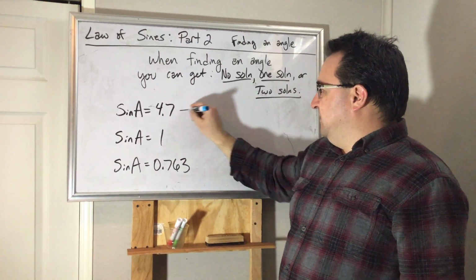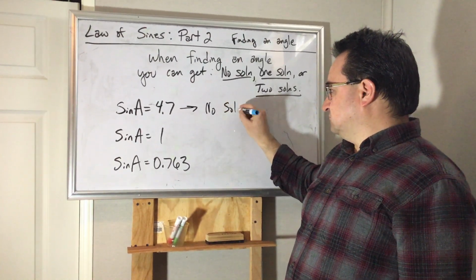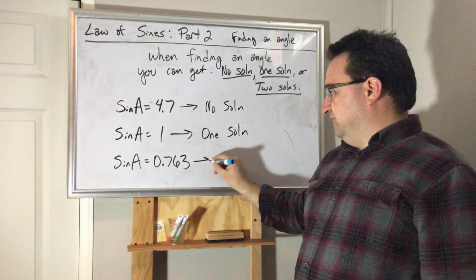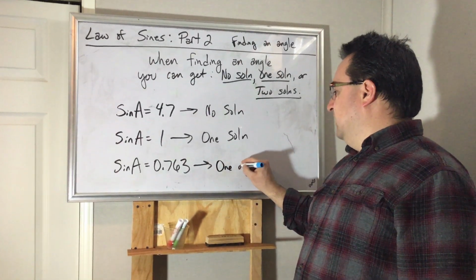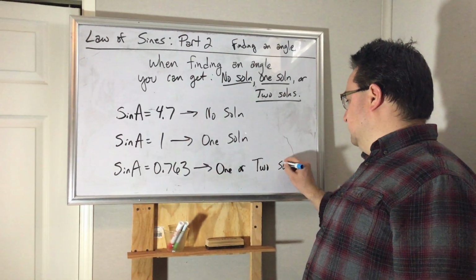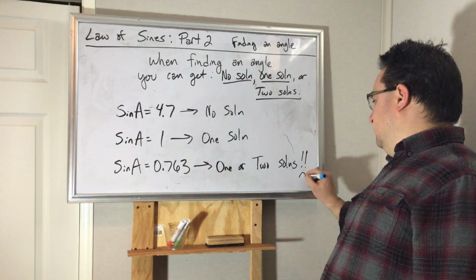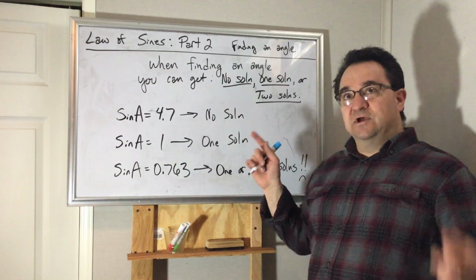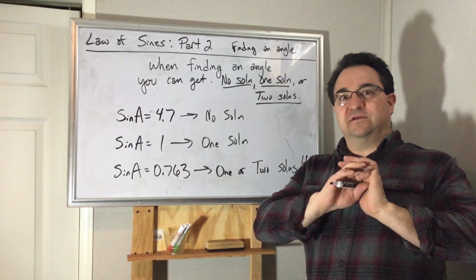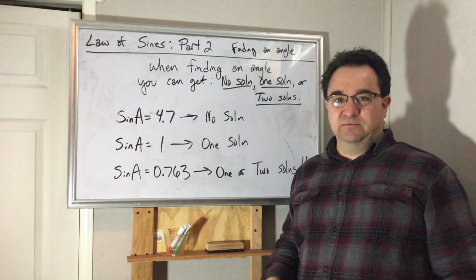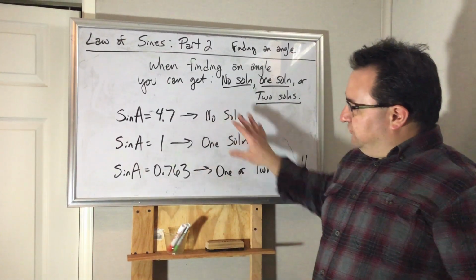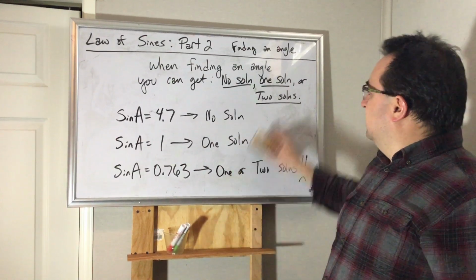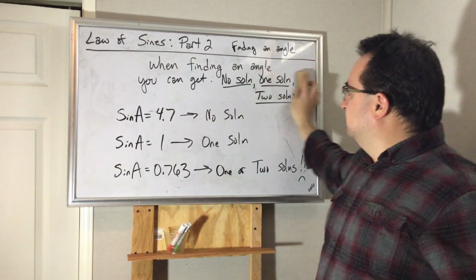See, so this is going to be no solution. This is going to be one solution all the time. And unfortunately, this one could be one or two solutions. I would like to tell you that there's always two, but sometimes one of the two doesn't work out. I know that doesn't make any sense right now, but you'll see as we move forward. So I want to talk for a minute about why this is true, right? Why do I even care about this?